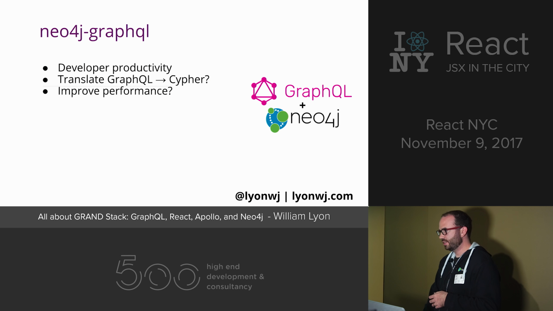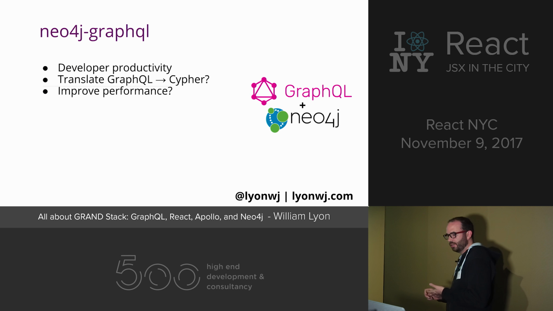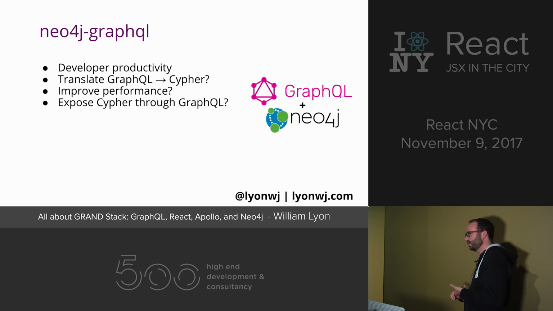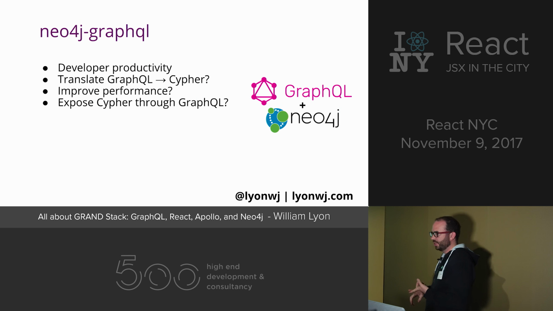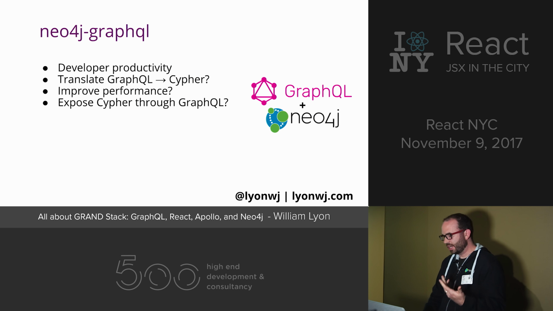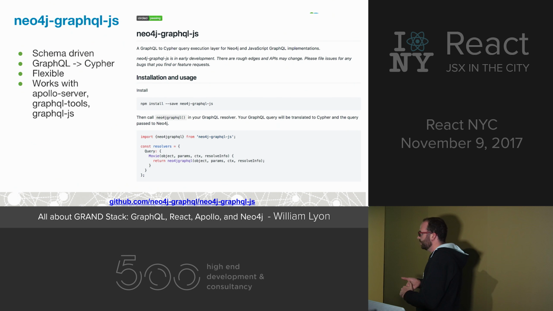We actually wanted to see if we could translate GraphQL to Cypher. If we have the schema, if we've defined the types, we should be able to do that. Would this give us some sort of improved performance? And then also, we said that GraphQL itself is fairly limited in things like aggregations and projections. Can we expose Cypher through GraphQL? So we've built a couple of different versions of this integration.